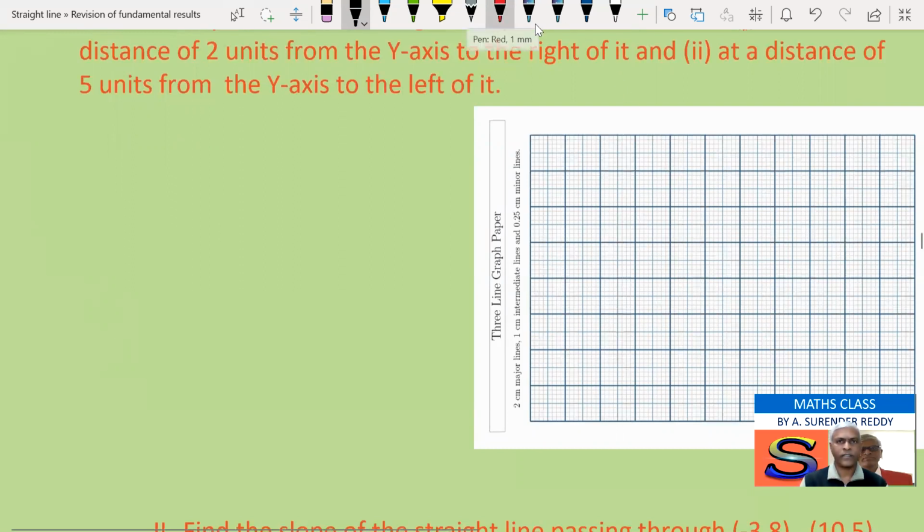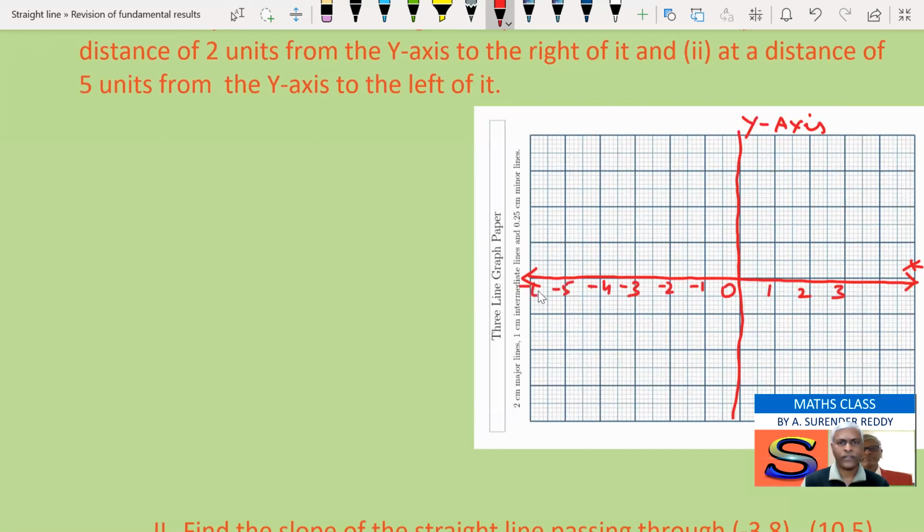Now let us take the axes. Let us take this as the x-axis and this as the y-axis. 0, 1, 2, 3, minus 1, minus 2, minus 3, minus 4, minus 5, minus 6. Now, 2 units from the y-axis to the right of it. 2 units from the y-axis, on the right side.